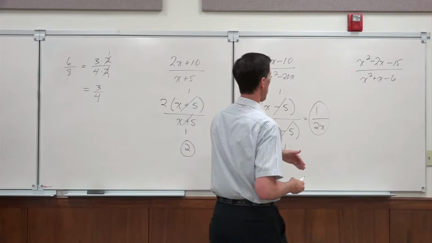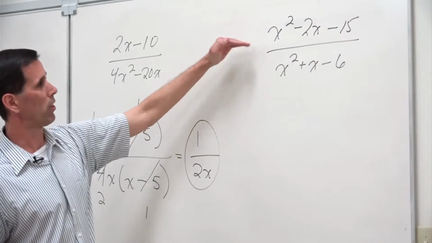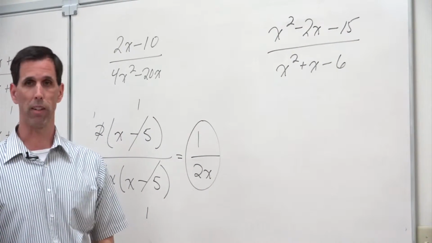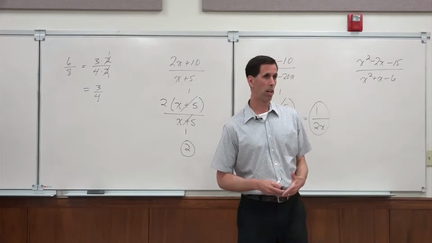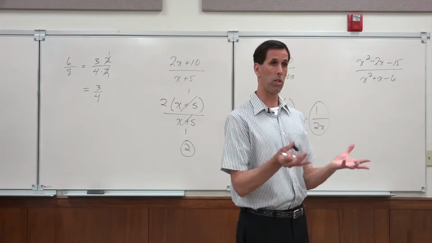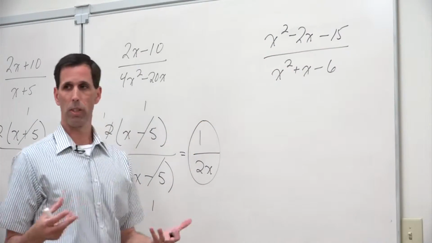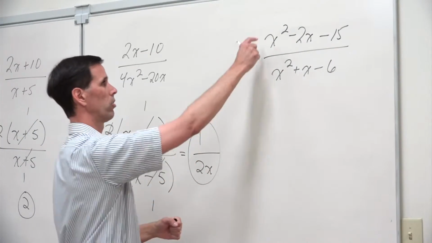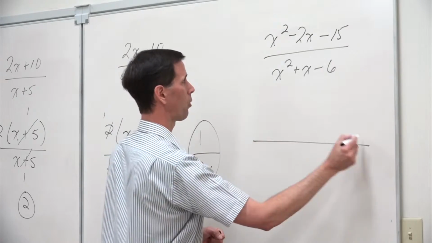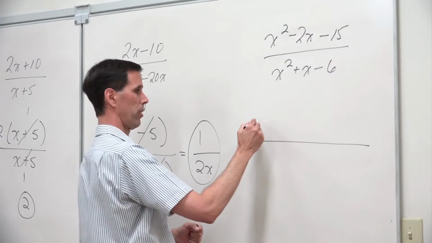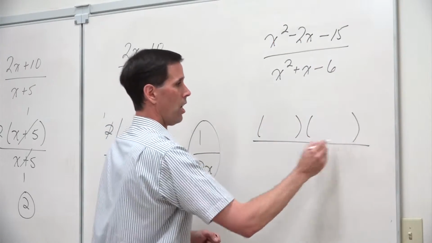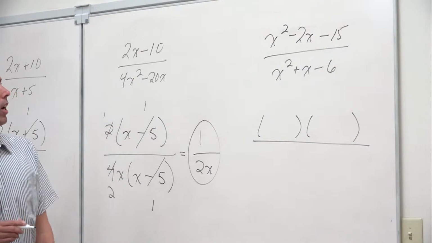All right, one more. What if we had a rational expression that contained two trinomials that needed to be factored? If you remember, when we factor a trinomial, we're trying to find the product of two binomials that equal that trinomial. So we can't cancel yet until we get the product of common factors. So if you look at your numerator, we want to look at x squared minus 2x minus 15. We want to set up our two binomials.